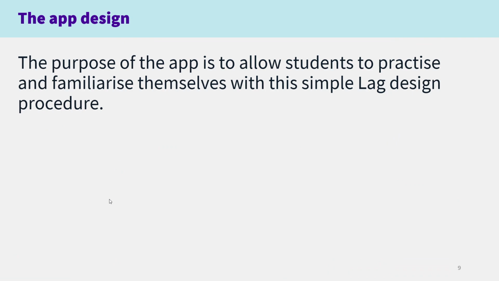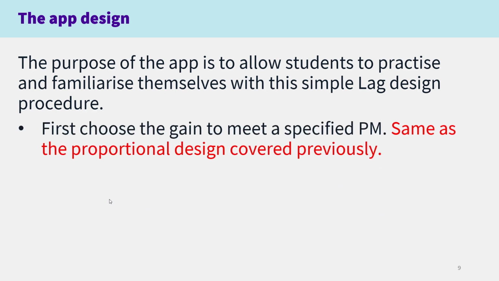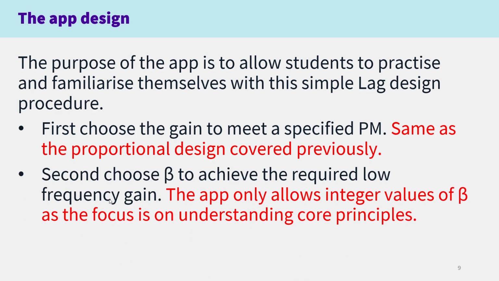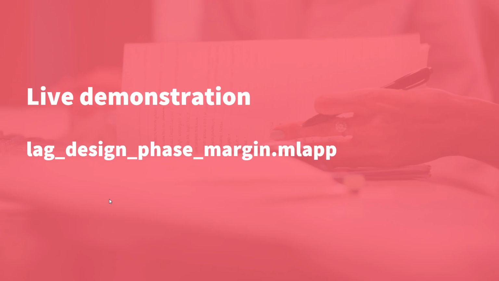Okay, the purpose of the app then is to allow students to practice and familiarize themselves with this simple lag design procedure. So step number 1, choose the gain to meet a specified phase margin. And this is the same as the proportional design we covered previously. Second, choose beta to achieve the required low frequency gain. Now the app will only allow integer values of beta because the focus is on understanding core principles, not doing a design down to 3 decimal places.